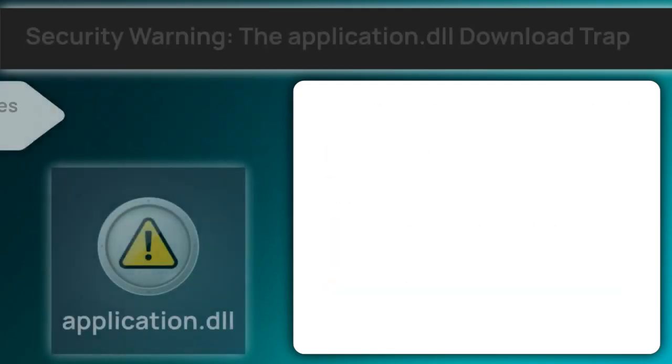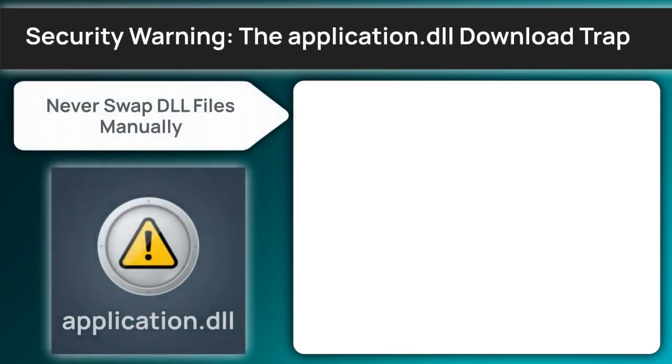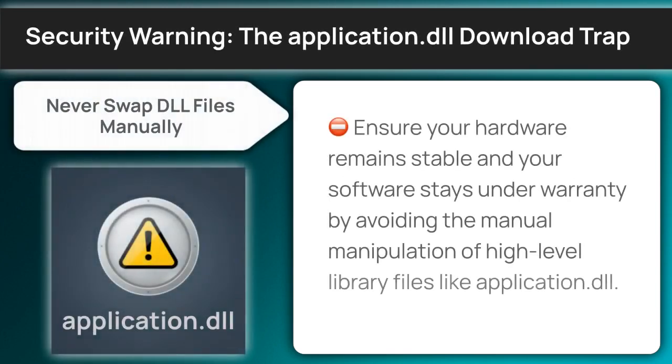It's worth taking a moment to discuss the safe acquisition of runtime components. Using an incorrect or outdated version of Application Library DLL can create a domino effect, causing other unrelated programs on your PC to start failing.